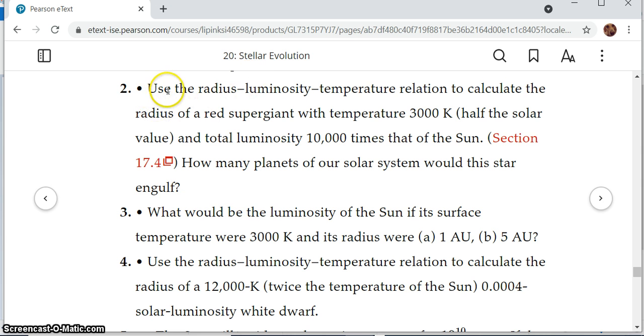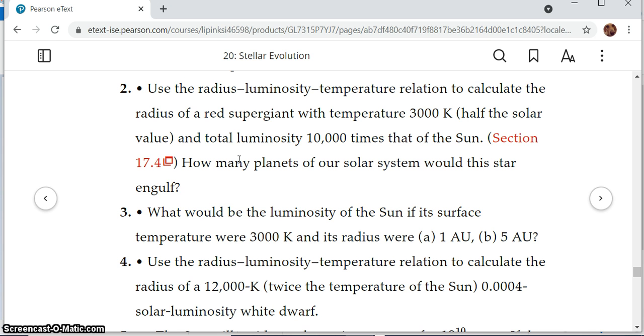Number 2 says the radius luminosity temperature relationship. We should be familiar with that by now, but I'll go over it again. Use that to calculate the radius of a red supergiant with a temperature of 3,000 Kelvin, which is half the value of the sun, and a luminosity 10,000 times that of the sun. And the second part of this question: how many planets in our solar system would this star engulf?